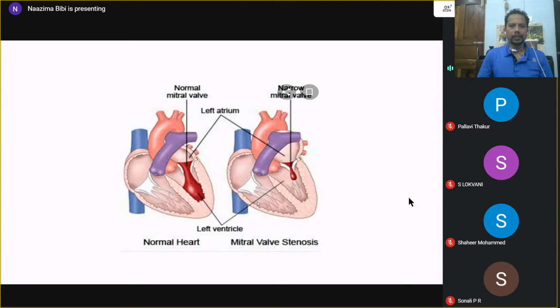JVP was not elevated. So last time we discussed JVP and the differences between SVC obstruction and raised JVP, so we won't go into that again. Can anybody tell me the different waves of JVP and why they are formed? Anybody in the audience?